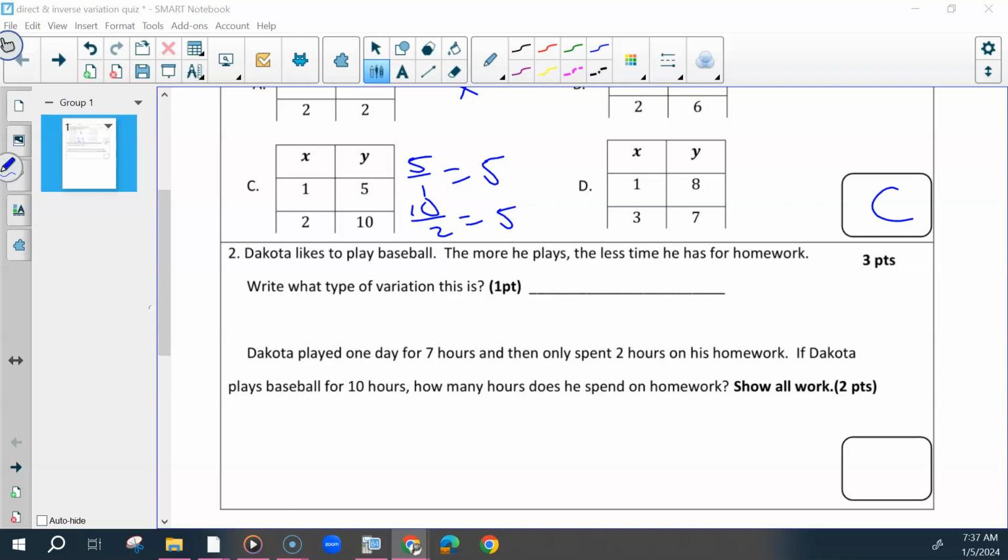For number 2, Dakota likes to play baseball. The more he plays, the less time he has for homework. What type of variation is this? This should have been inverse. If you put direct, that was wrong.